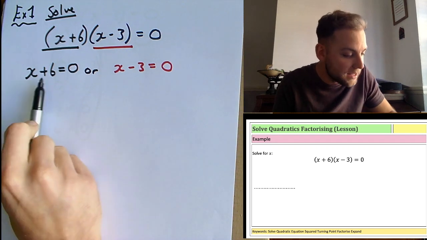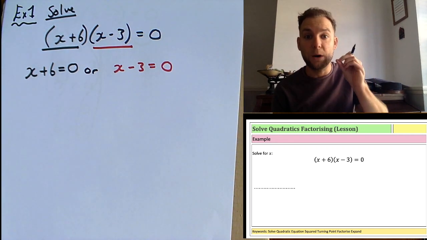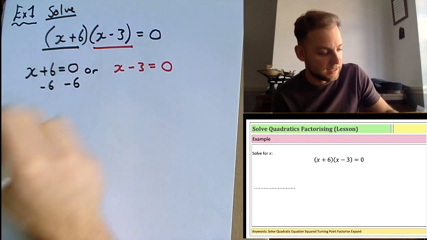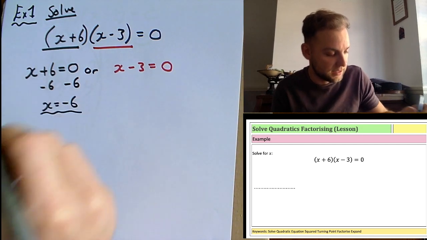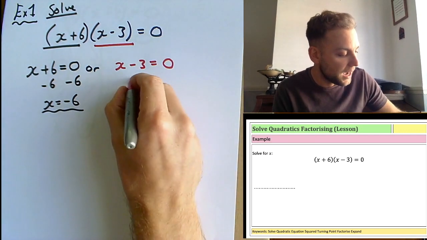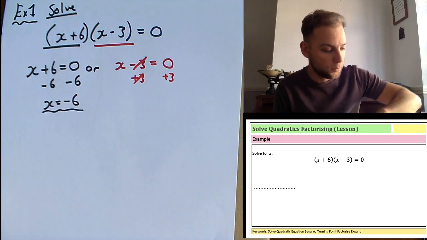Okay? So x plus 6 is equal to 0. If I'm solving an equation, I need to find out what the unknown is. So it's going to be minus 6 minus 6. So x is equal to minus 6, negative 6. And with this one here, to get rid of this minus 3, I add 3, add 3. So that's going to cancel with that. I should probably have cancelled that one there.